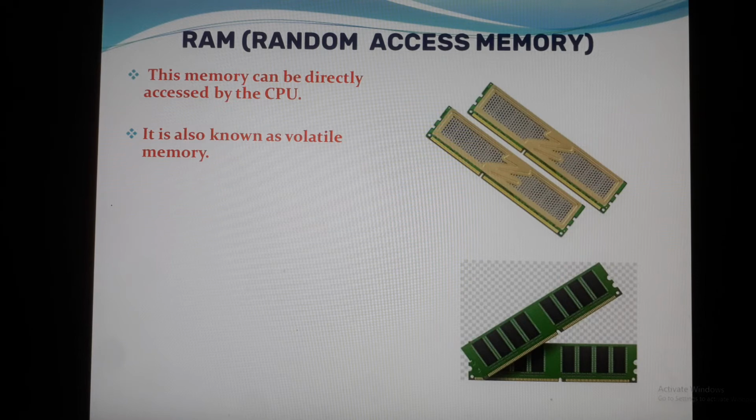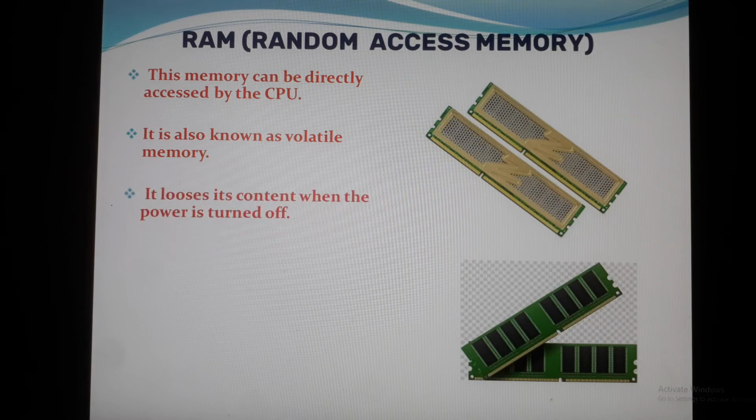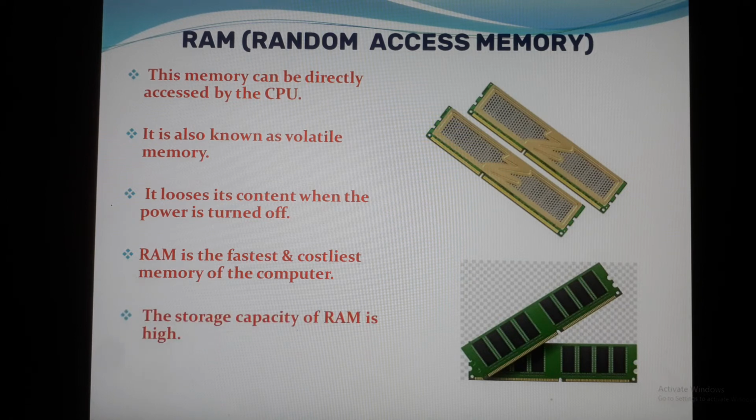So why volatile? Means the data will remain in the RAM as long as power is switched on. Once the power is switched off, the data from the RAM will get lost. So it loses its content when the power is turned off. RAM is the fastest and costliest memory of the computer. That is why it is very expensive. The storage capacity of RAM is high.